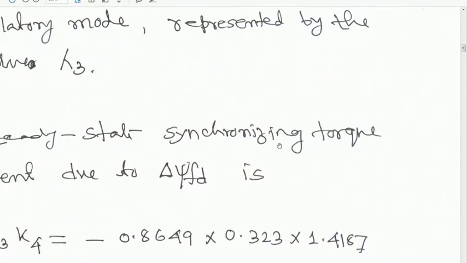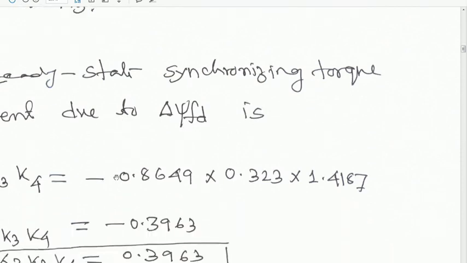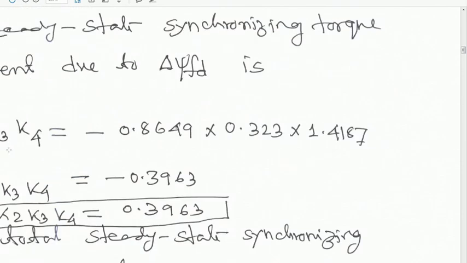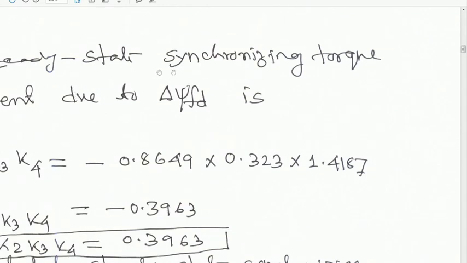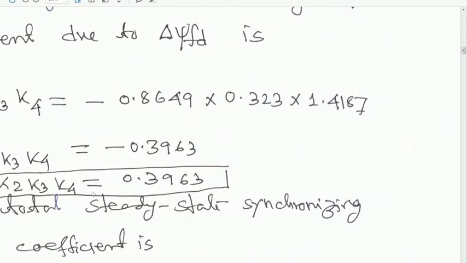the steady state synchronizing torque coefficient due to delta psi f d, this we know, you pick up from the block diagram, right. This we have seen earlier, the steady state synchronizing torque coefficient due to delta psi f d is minus k 2 k 3 k 4, that we are taking from that block diagram. All the data were given initially, just multiply, it will be minus 0.3963. That means k 2 k 3 k 4 is equal to 0.3963, since you have taken the minus sign separately.